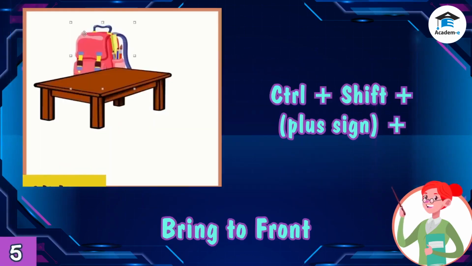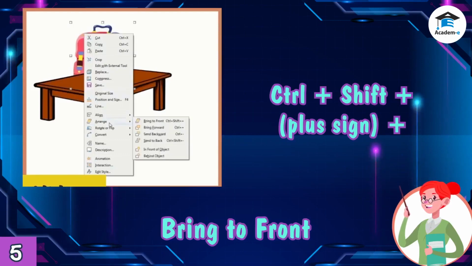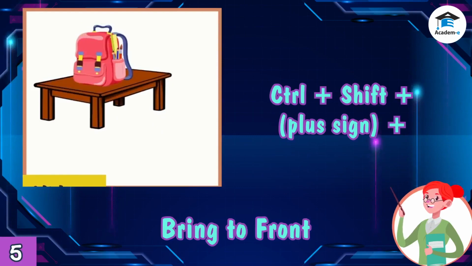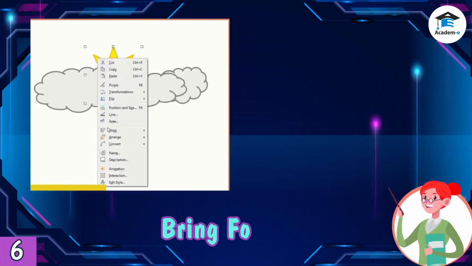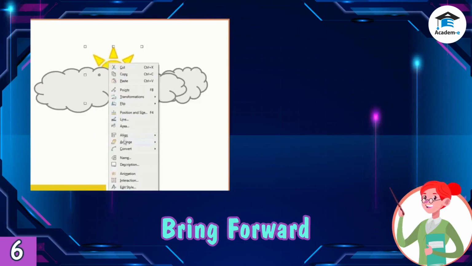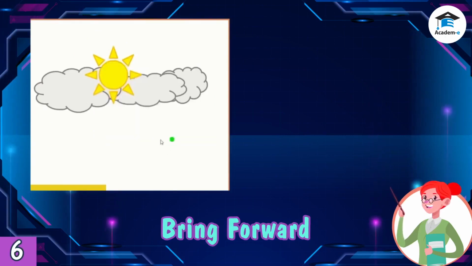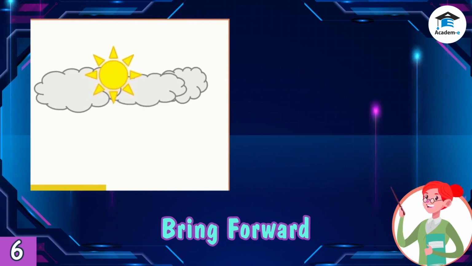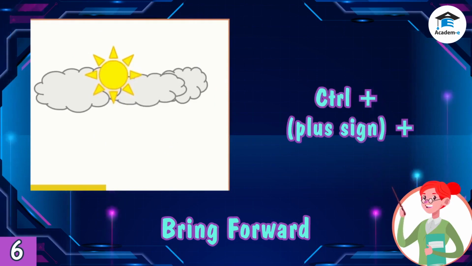Bring to front. An option that is used to move an object to the top of the stack. The keyboard shortcut for bring to front is Ctrl plus Shift plus plus sign. Bring forward. An option that is used to move an object one level up in the stack. The keyboard shortcut for bring forward is Ctrl plus plus sign.